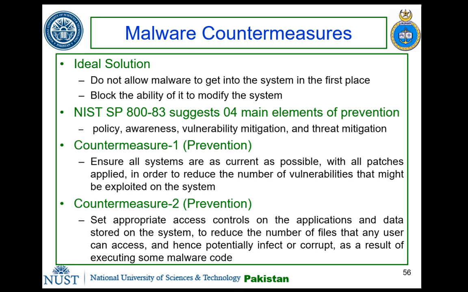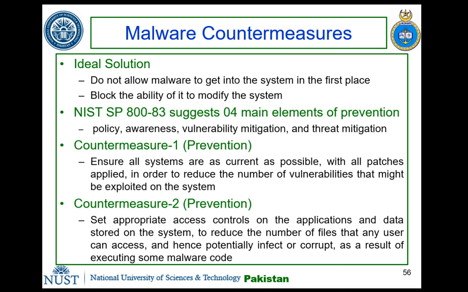NIST special publication 800-83 suggests that there are four main elements of prevention: policy, awareness, vulnerability mitigation, and threat mitigation. Having a suitable policy to address malware prevention provides a basis for implementing appropriate preventive countermeasures. Countermeasure 1.